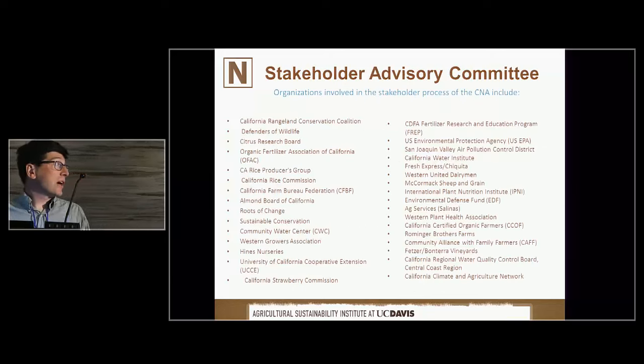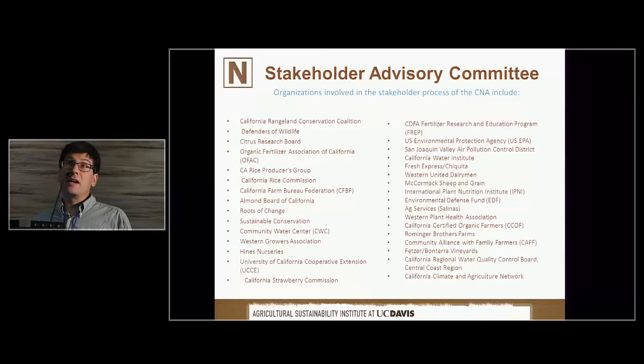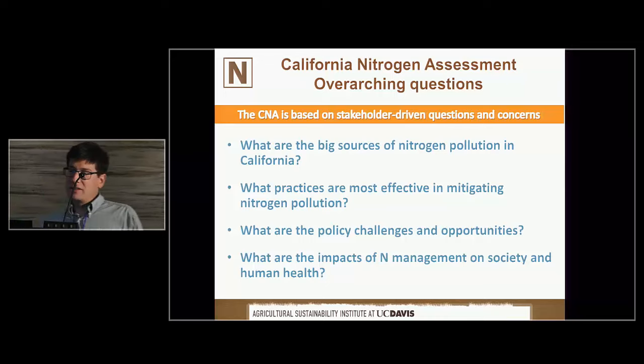And so we started this process by organizing a group of stakeholders around the state of California that involved government agencies, commodity groups, a variety of agricultural interests, fertilizer industry, environmental groups, and we went to them and asked them, what are your questions related to nitrogen? And we organized those questions into several overarching questions for the whole assessment.